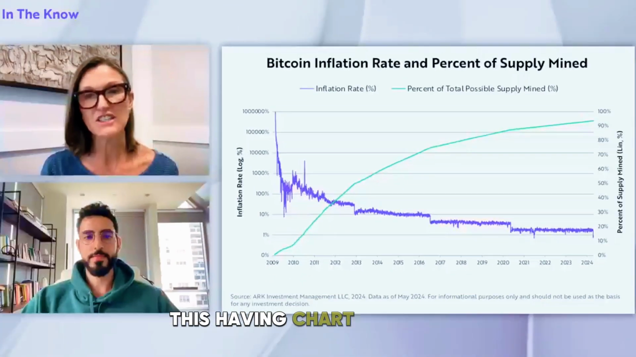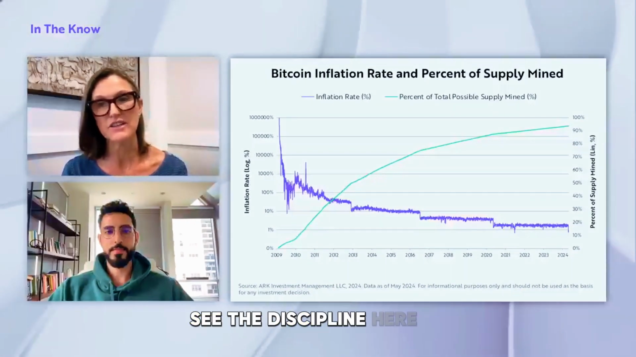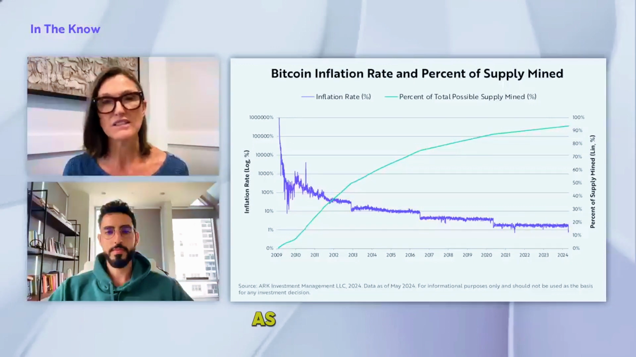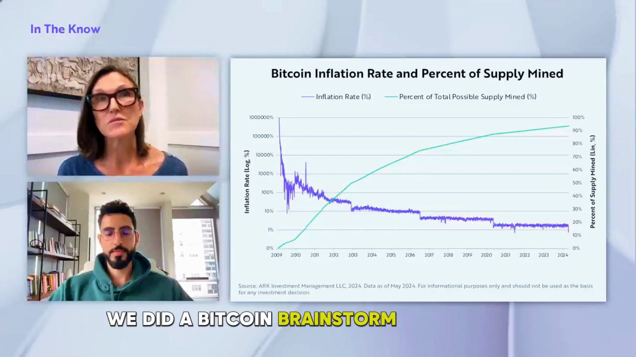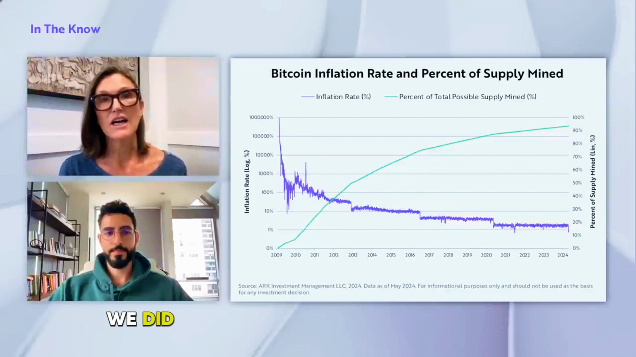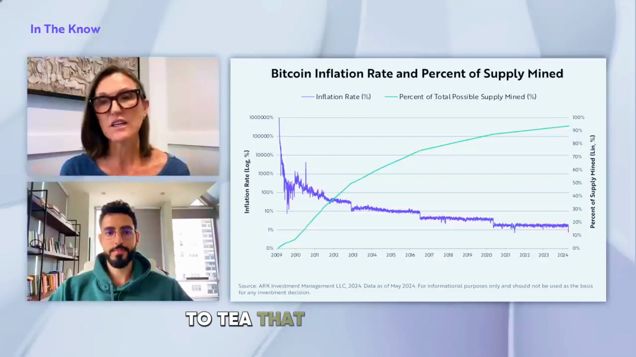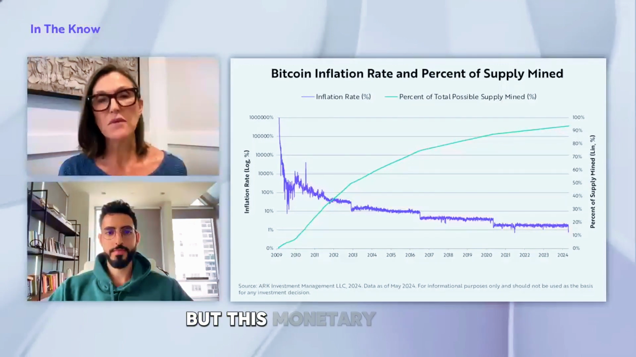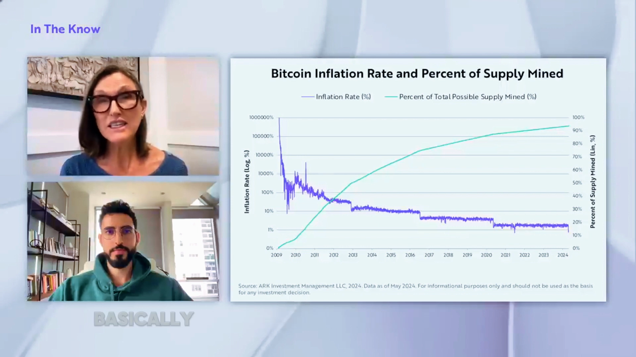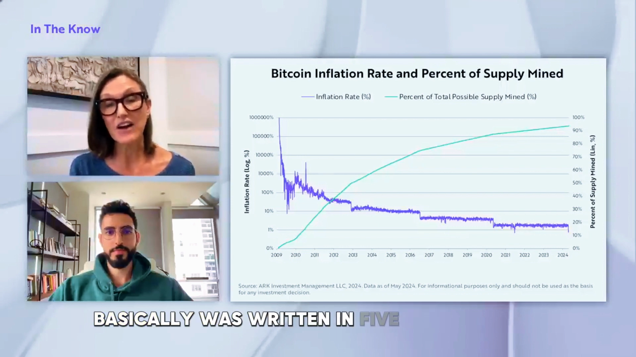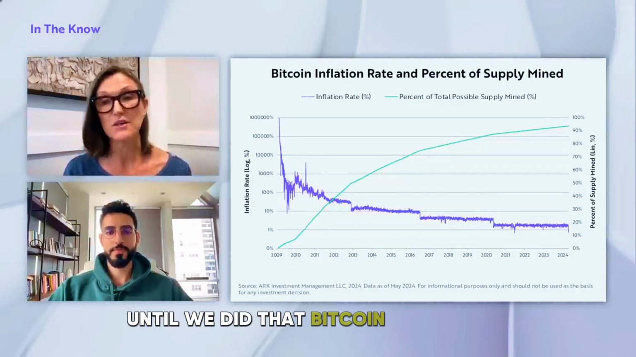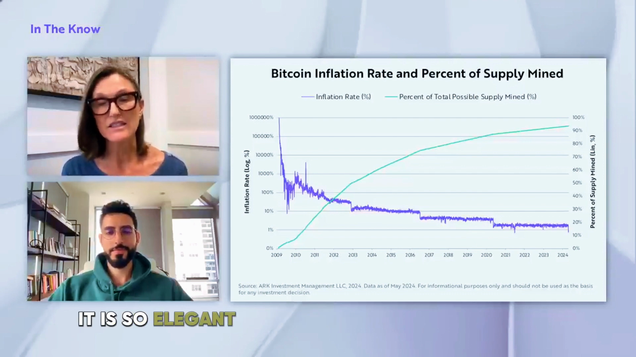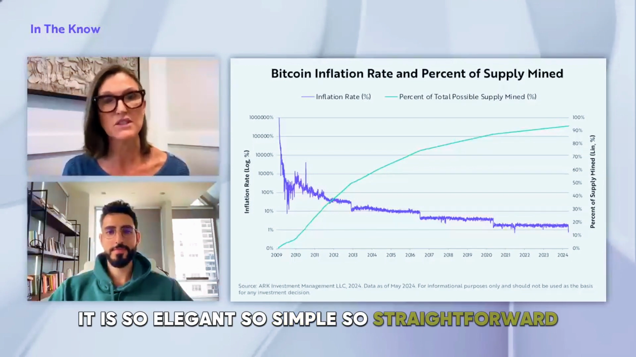This halving chart is, you can see the discipline here, as Yassine said. It's been mathematically metered, and actually, we did a Bitcoin brainstorm with miners, and I think Yassine's going to tee that up in a minute. But this monetary policy basically was written in 5 lines of code. I did not know that until we did that Bitcoin brainstorm. It is so elegant, so simple, so straightforward.